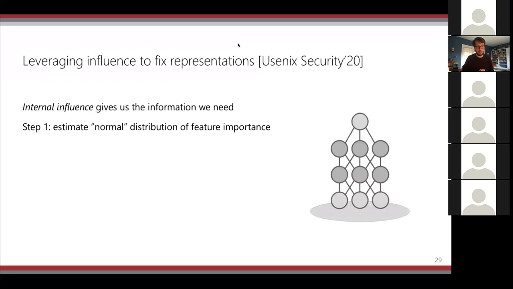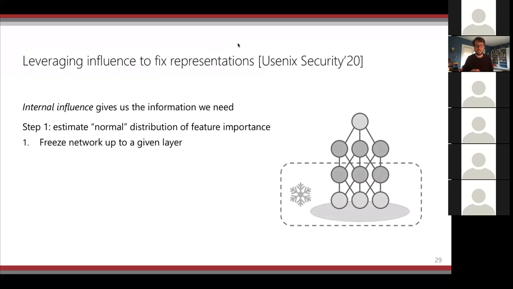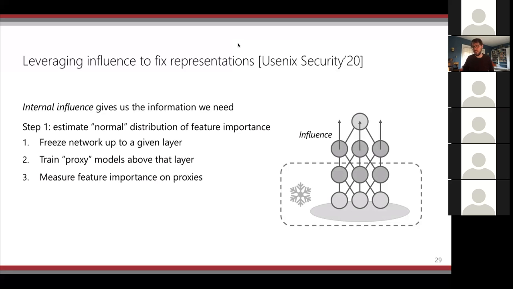What we do is to estimate the true distribution of feature importance: freeze the network up to a given layer, train proxy models, basically train the weights above that layer on data identically distributed to the training data, and then measure the influence of those internal features on their prediction outcome. So once we have this, we know what normal feature use looks like. And so we can build an attack model to characterize abnormal, anomalous feature usage that might be indicative of membership in the training data.